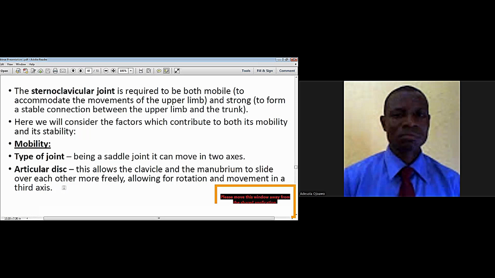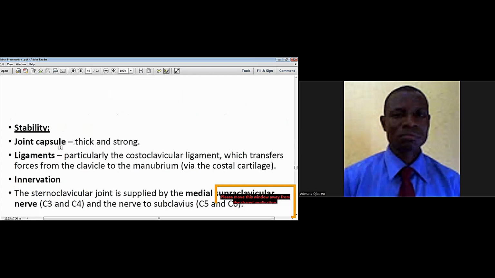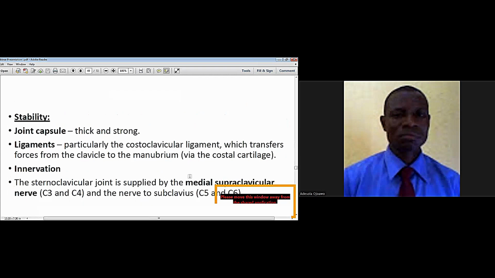That place is moving. So that's the movement we are talking about here. Do your retraction, do your lifting up, do the extension of the shoulder. You discover that there's a movement there. You have the posterior movement and anterior movement, not flexion and extension as usually observed in the normal joint. For stability, you have the joint capsule, the ligament, and the innervation.